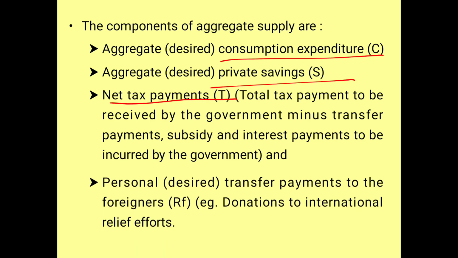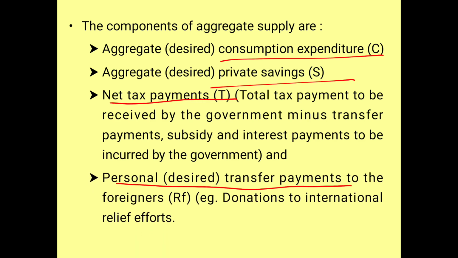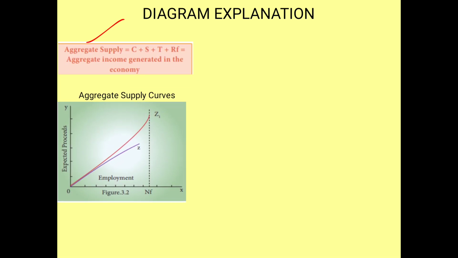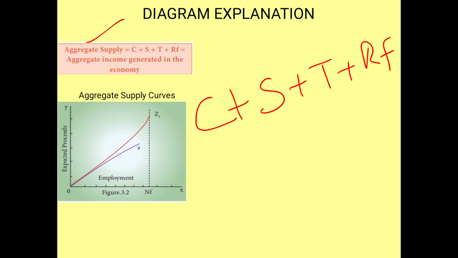Next, personal transfer payment. Okay, how much he gives for? Maybe some relief funds or maybe some donations that he pays. Okay, all this is supposed to be transfer payment. So you have an equation which says aggregate supply is equal to C plus S plus T plus RF.